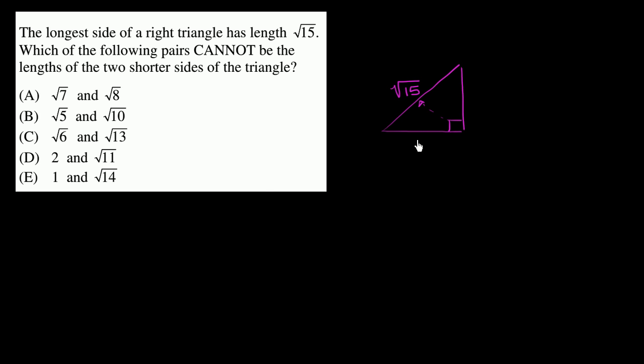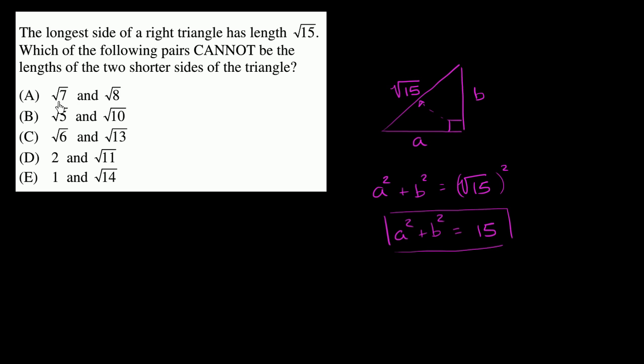Now, if the shorter sides, let's call them A and B, we know from the Pythagorean theorem for a right triangle that a squared plus b squared is going to be the length of the hypotenuse squared. Well, that's the square root of 15 squared. Or we could say that a squared plus b squared is going to be equal to 15 for this particular case. Now, let's think about which of these choices cannot be the length of the two shorter sides.